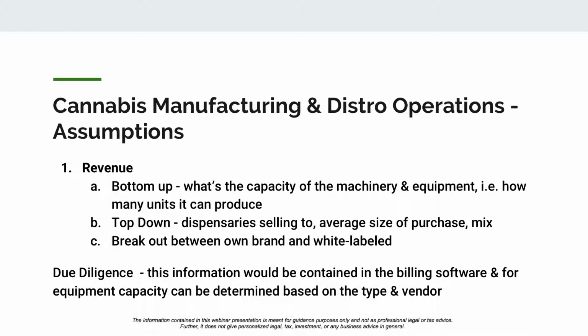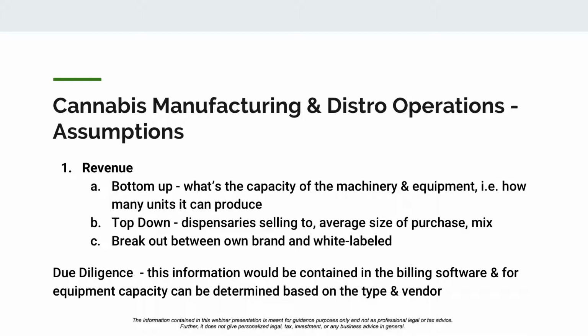And this is very, very important information because it breaks down the operation and gives you a full understanding, right? So, for example, let's say branded versus white label. Generally, white label products have a lower margin, right? So you really want to know how the distribution is taking place.